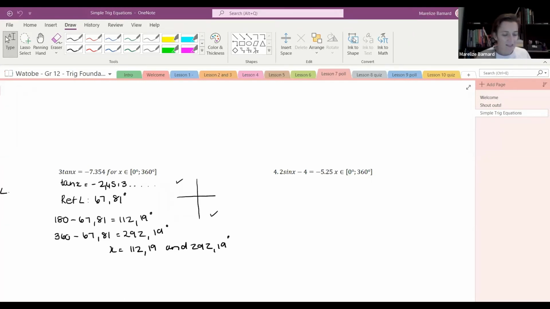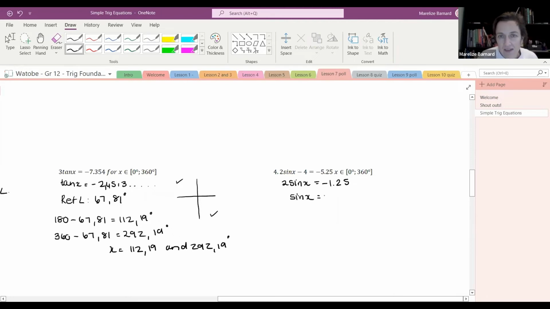Okay, answers are in. Gonna give a second for a few more answers. Okay, so 2 sine x. I'm going to take the negative 4 over to the other side first. So negative 5.25 plus 4 will give me negative 1.25. Okay, more answers coming in. Great. Please keep them coming as I start solving this.